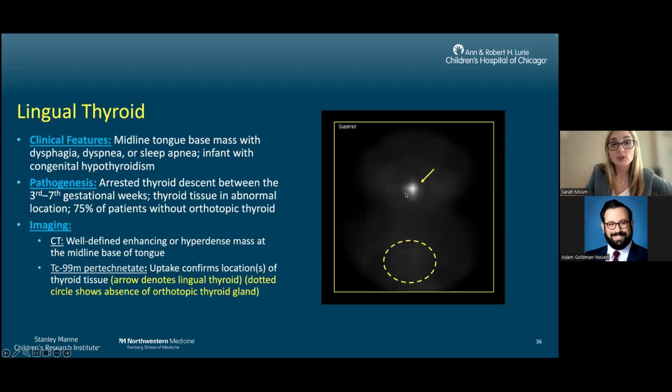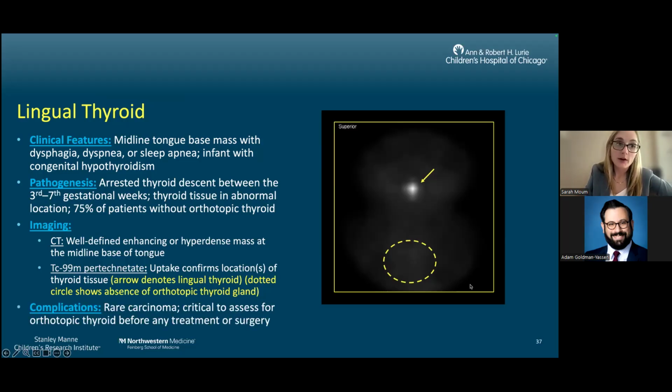So in the image here at screen right, the arrow is pointing at the lingual thyroid. And then the dotted circle is pointing to where you would expect the orthotopic thyroid to be if it had been present in this patient, which it was not. Again, this was a 7-day-old who presented with congenital hypothyroidism.